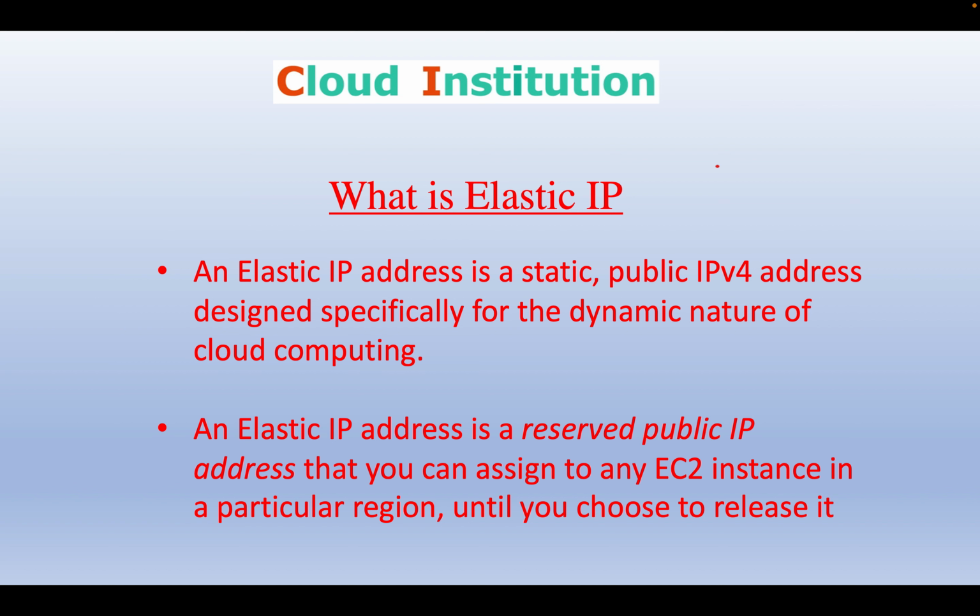But not the Elastic IP. The Elastic IP is a static public IP. Once you assign the Elastic IP to your instance, until you release it, it will never change and never disappear from the instance. That's what the second point is all about. The Elastic IP address is a reserved public IP address that you can assign to any instance in a particular region until you choose to release it.